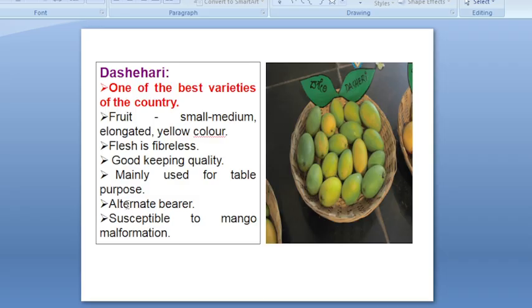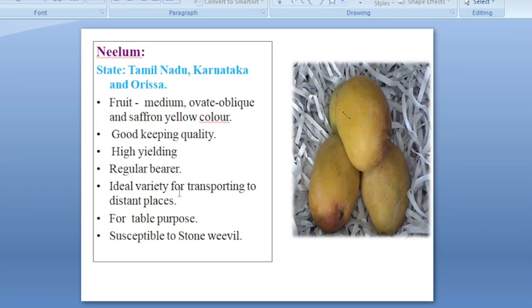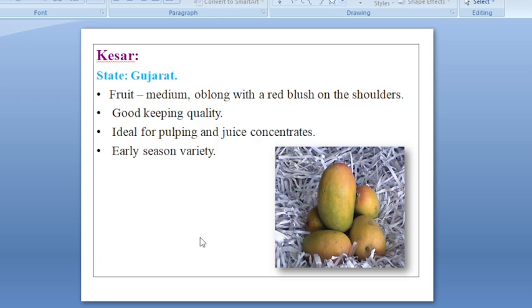So alternate bearing is also one major problem in this Dasheri. Neelam, it has good keeping quality, high yielding ability is also good, and suitable for long distance transportation. But like Totapuri, here also it is susceptible to the stone weevil problem. Kesar, it is famous in Gujarat. It is also an early season variety having good keeping quality.